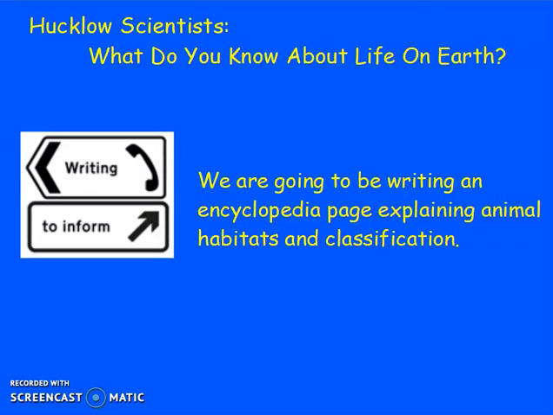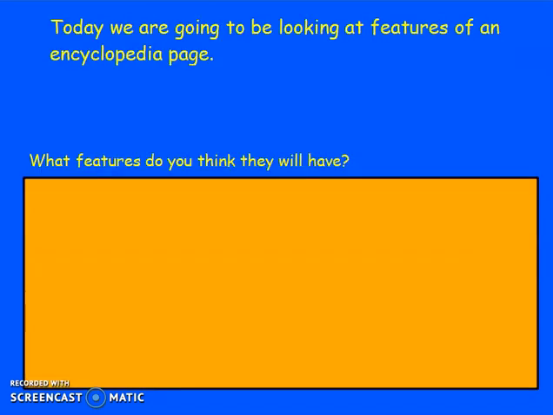Okay, so we are onto our literacy learning now. So again, we know that we are going to be writing an encyclopedia page. Our purpose is to inform our audience, and we are explaining our animals, habitat and classification. So we've been researching our animals. You should know so much about your animal by now that you will be able to do it in your sleep. So today we are going to be looking at an example. So we're going to be looking at features of an encyclopedia page.